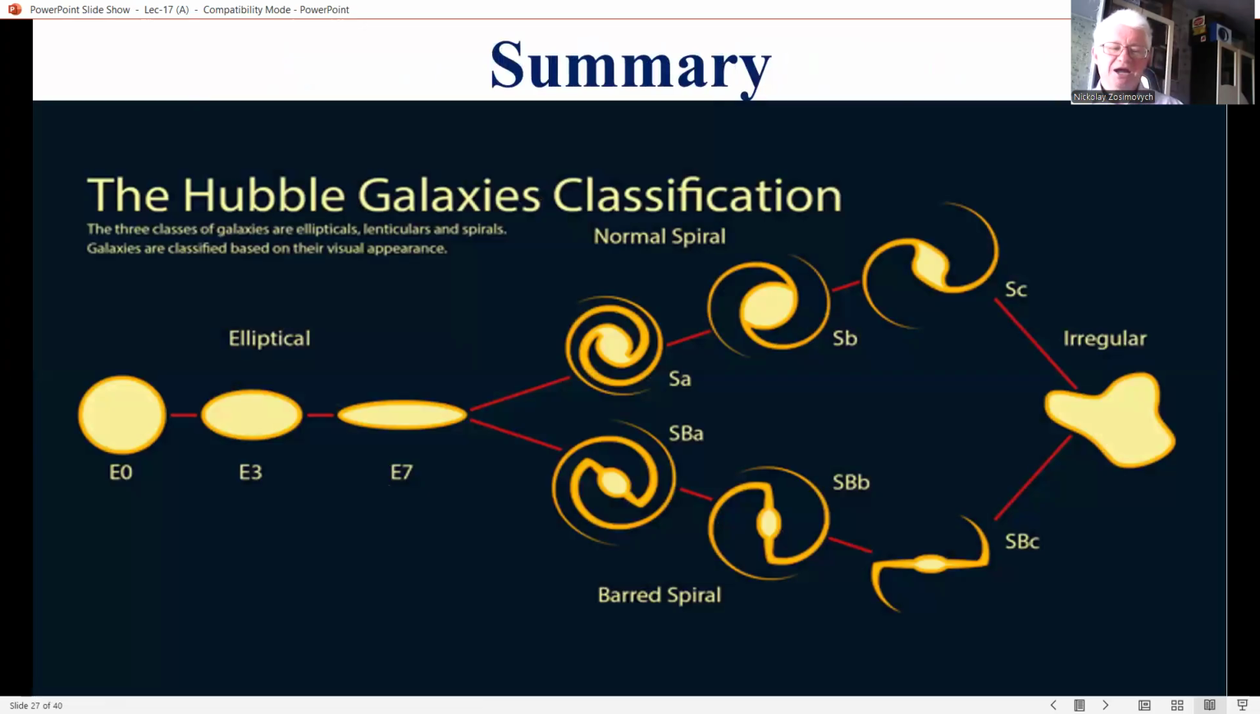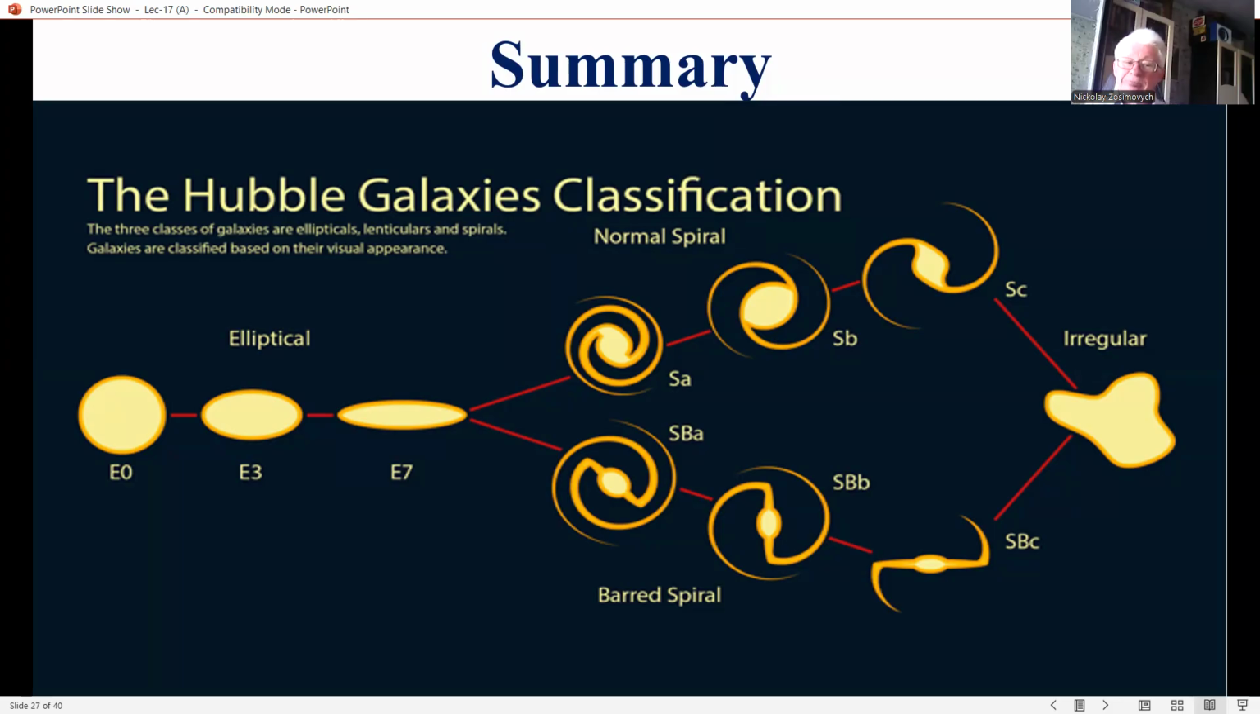Let's summarize our lecture. Astronomers divide galaxies into three classes: elliptical, spiral, and irregular, with subclasses specifying the galaxy's shape. Elliptical galaxies contain little gas and dust and cannot make new stars. Consequently, they lack hot blue stars and have a reddish tint.